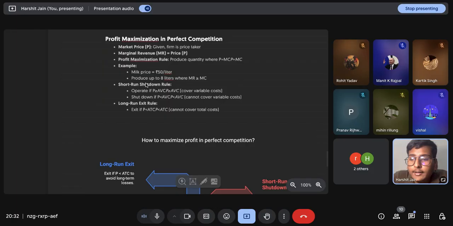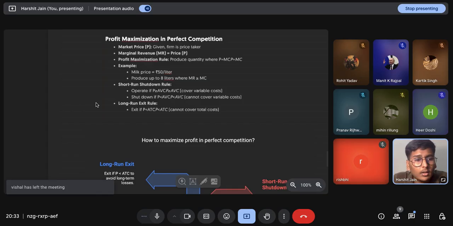In the short run, the firm should operate if price is greater than or equal to average variable cost. It can cover variable cost, but if price is less than the average variable cost, the firm should shut down. The variable cost is the raw material. In many cases, like flood or earthquake, the price of raw material will increase or decrease. So the firm has to take care of that.